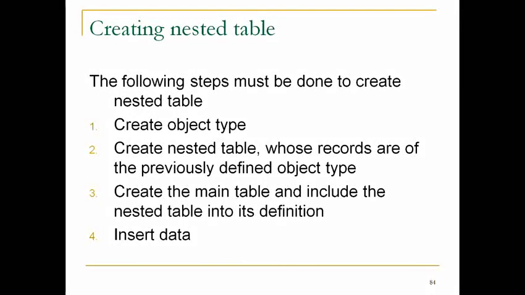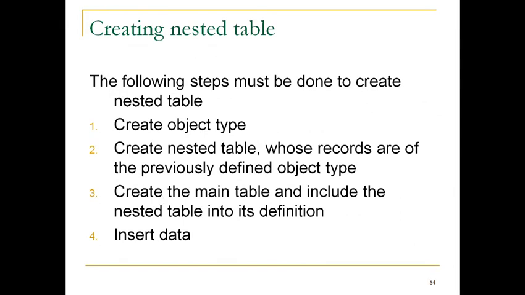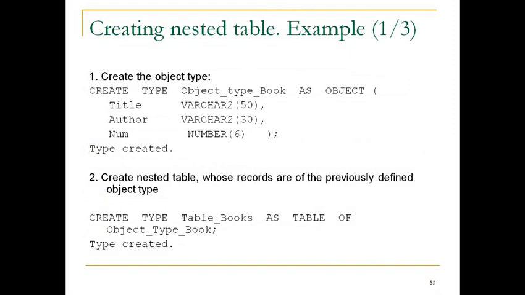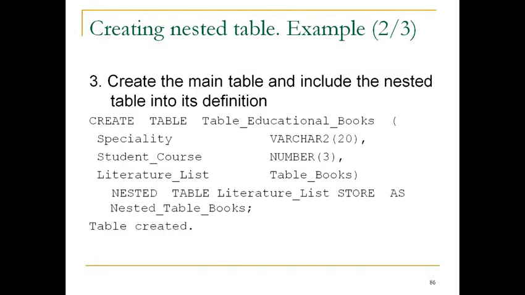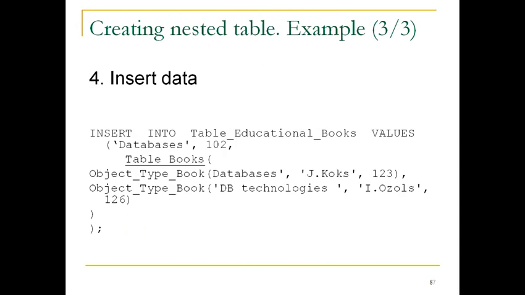There's an order you should follow to create these nested tables. Create the object type, create the nested table whose records are of the previously defined type, create the main table, and include this nested table in the main table definition. And then you can operate with this table: insert data, update data, delete data, and so on. That's the idea. I think I'll skip the exact creation of these tables, otherwise the evening would become very late.